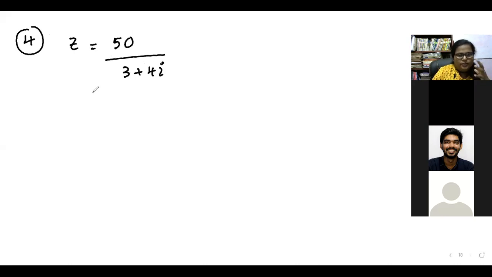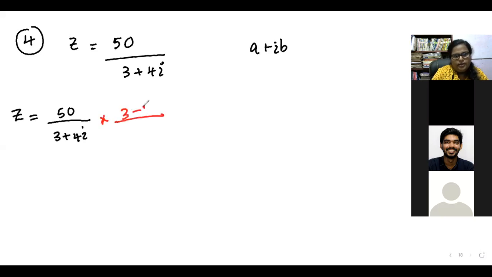Right? So here the z is given like 50 divided by 3 plus 4i, right? So in the first part it is given, find the z and z star in the a plus ib format. So z can be found in a plus ib format by multiplying both up and down by the conjugate of this denominator, right? So conjugate means 3 minus 4i.